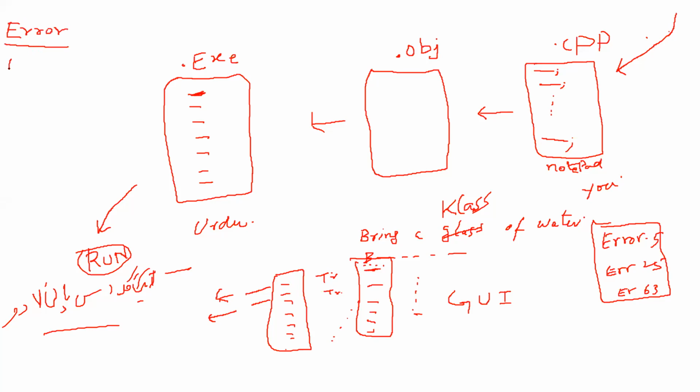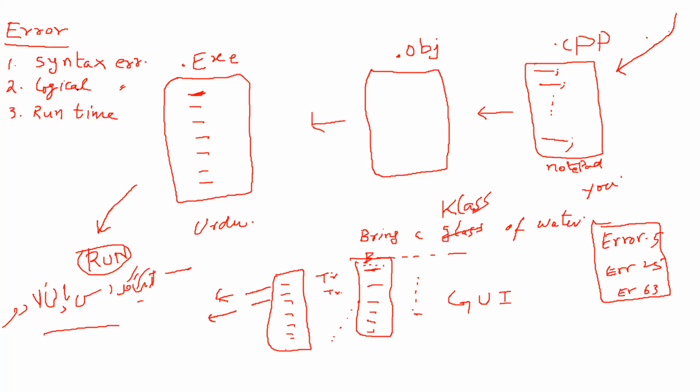There are three types of errors we have. Number one, syntax error. Second one is called logical error. And the third one is called runtime error. So there are three types of error: syntax error, logical error, runtime error. What is the difference between these three?